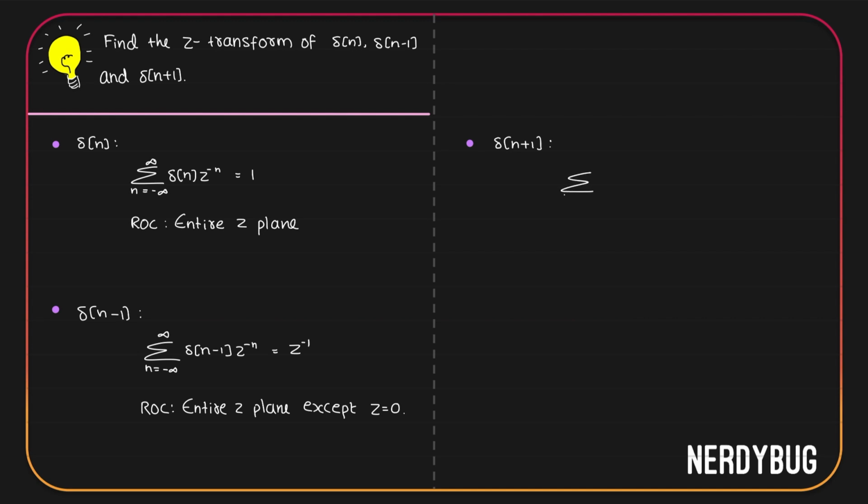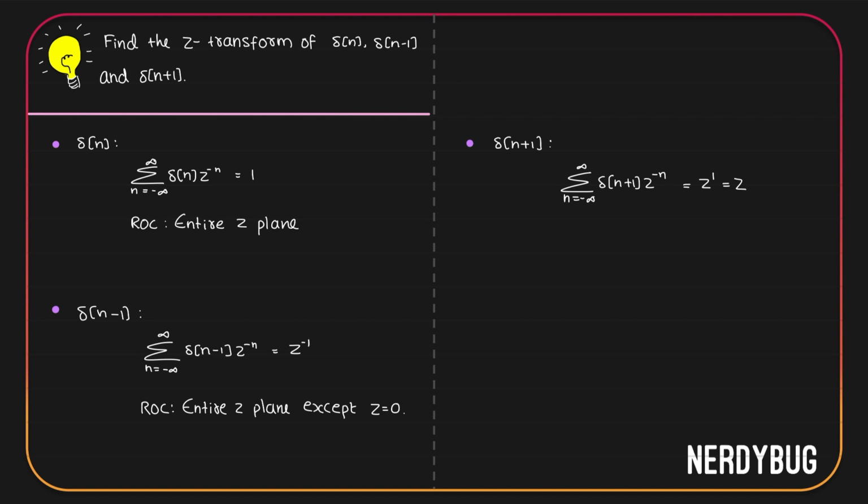The Z transform will be the summation from n equals minus infinity to infinity of delta of n plus 1 times z raised to minus n. Again, delta of n plus 1 is non-zero only at n equal to minus 1. It is 0 everywhere else. So we don't really have to take the summation. We'll just take this value at n equal to minus 1. So we get z raised to minus of minus 1, which is z raised to 1, or simply z.